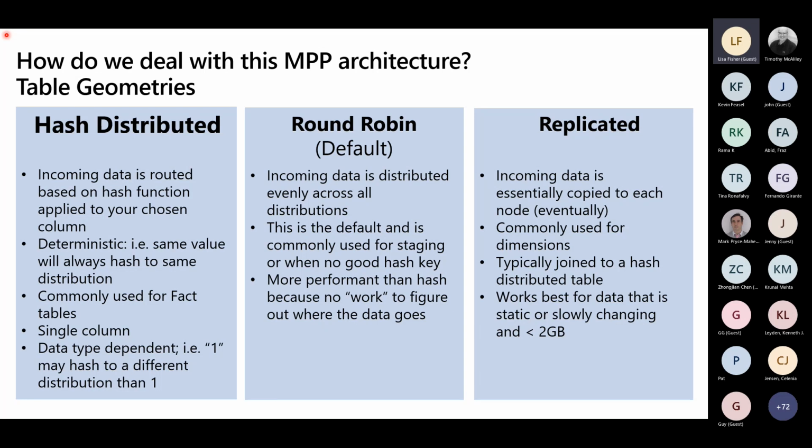Because of that, it's commonly used for our dimensions. Typically joined to a hash distribution table. At the end of the day, we might have many dimensions as replicated tables, and then one or more fact tables that are hash distributed. Replicated tables typically work best for data that is either static or slowly changing. And we like to say as a best practice, we like to keep them less than 2 gigabytes.